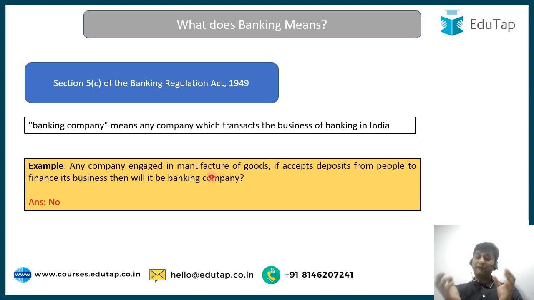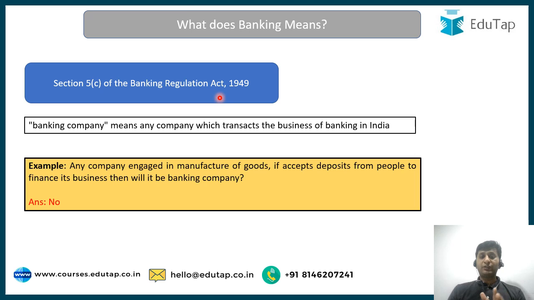And moreover, we also have to take into account what the core business is. The core business here is the manufacture of goods. It's not accepting money and then further lending or investing it. Right? So here the answer is no. That should be clear to you. So that was about the banking company. So you would have understood the meaning of banking and the banking company.